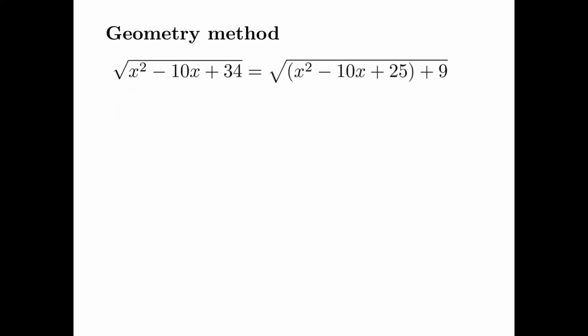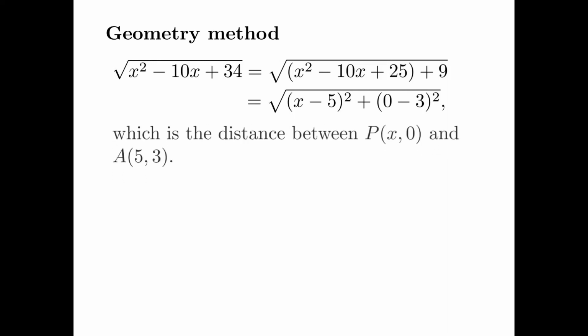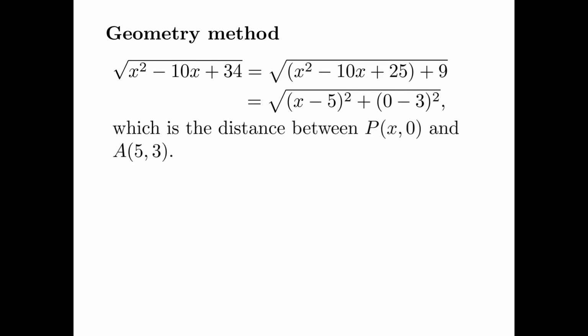First, the geometry method. By completing the square, the quadratic polynomial in the first square root is separated into two parts. 34 equals 25 plus 9. We end up with a sum of two squares, the square root of (x minus 5) squared plus (0 minus 3) squared. This is the distance between two points, point P with coordinates (x, 0) and point A with coordinates (5, 3).